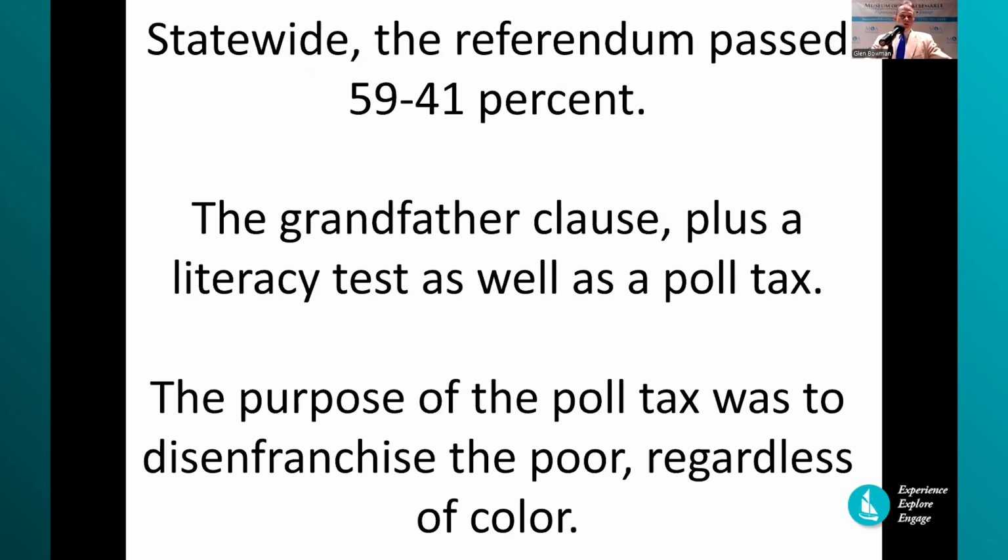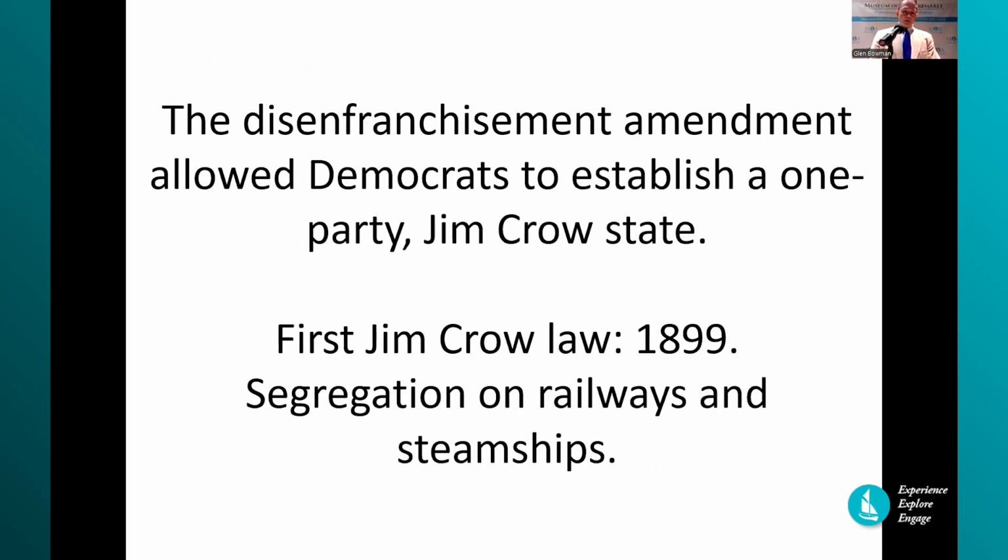Statewide, the referendum passed 59-41. The grandfather clause, literacy test, plus a poll tax. See, the poll tax was there to keep poor whites from voting as well. It wasn't just about disenfranchising blacks. It was also about keeping those whites who we can't trust, because they may ally themselves with blacks because of similar socioeconomic background, keep them from voting as well. So what this amendment did was allow Democrats to create a one-party Jim Crow state.